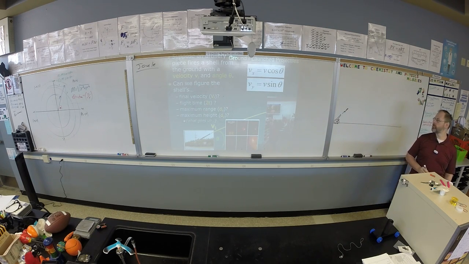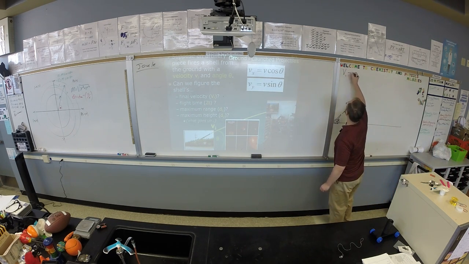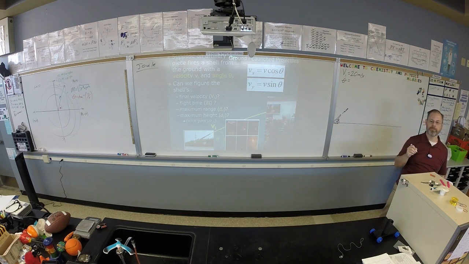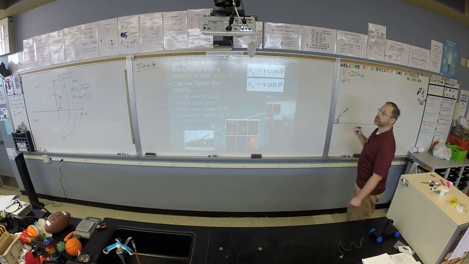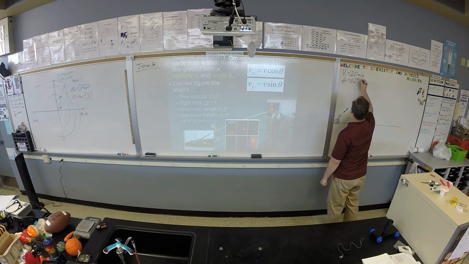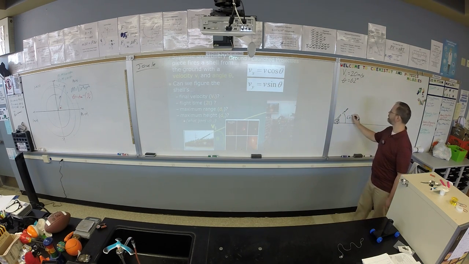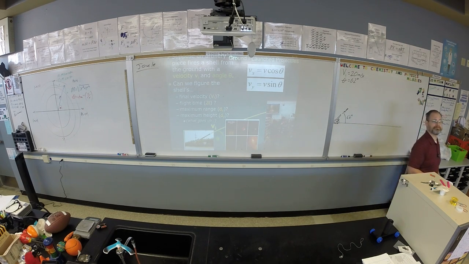How fast is the projectile leaving the barrel? Sorry, Angelina. What's the vi? 20. So vi is 20 meters per second. And at what angle is the potato or the projectile leaving the barrel? 62 degrees. Okay, 62 degrees, so between that and the horizontal is 62 degrees. Then we just take it apart.